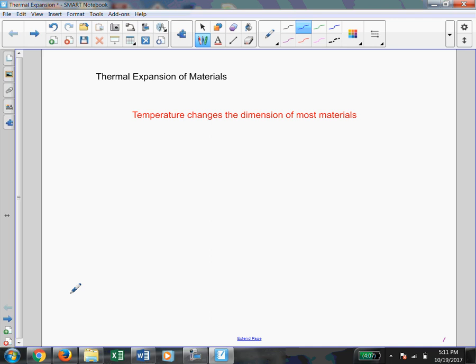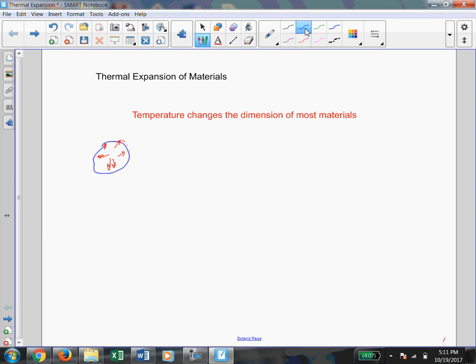Wanted to take a minute and talk about the thermal expansion of materials. When a material or object heats up, all those molecules inside are pushing against it as the temperature gets going. If you think about that as a structure, it's actually going to grow in length a little bit.